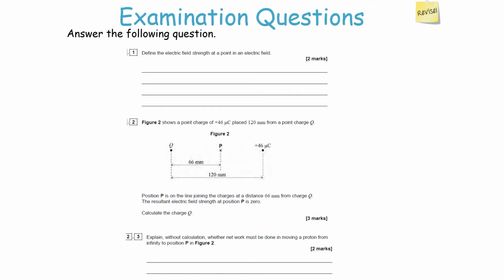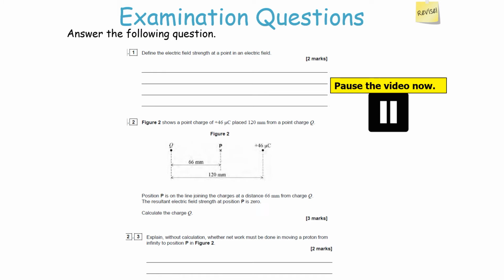Define the electrical field strength at a point in an electrical field. Then, figure 2 shows a point charge of plus 46 microcoulombs placed 120 millimeters from a point charge Q. Position P is on the line joining the charges at a distance of 66 millimeters from charge Q, and the resultant electrical field at position P is 0. Calculate the charge Q. And then explain, without calculation, whether net work must be done in moving a proton from infinity to position P in figure 2. So pause the video now and then unpause the video when you want to go through the answers.